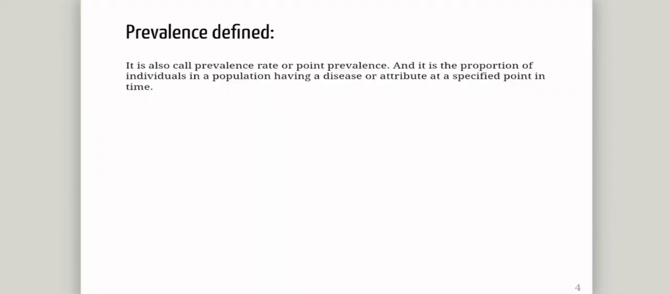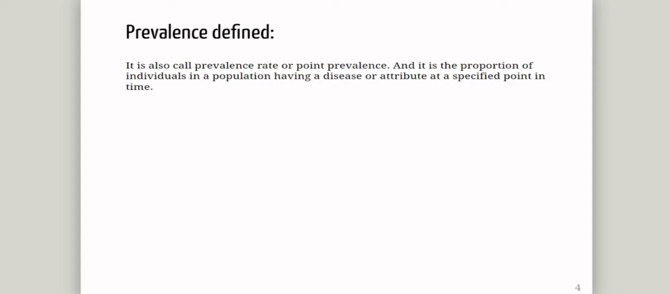Prevalence is also called prevalence rate or point prevalence. It tells the proportion of individuals in a population having a disease or an attribute at a specific point in time. As you recall, in the title of this presentation, I talk about apparent prevalence. And I'm just referring now to prevalence in general.